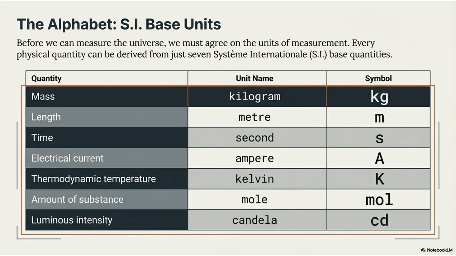Let's get started. To measure anything accurately, scientists agree on 7 fundamental units known as the SI base units. These cover all physical quantities and serve as the foundation for all measurements. They include the kilogram for mass, the meter for length, and the second for time. For electrical current, the unit is the ampere. Thermodynamic temperature is measured in Kelvin, the amount of substance in mole, and luminous intensity in candela. These units form a universal language that helps ensure we are all consistent when measuring the physical world.